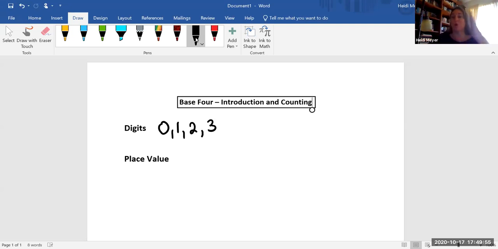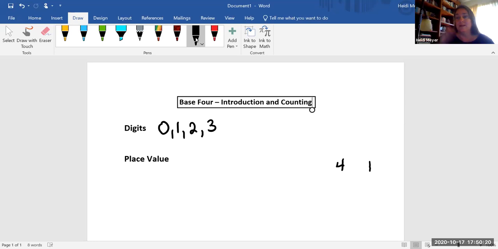Once we hit our base, that means we're going to be moving over. We're going to be carrying over. And then we have place values. This is about positional number systems. So they have place values. Your place value always begins with a ones place. The next place over is your base, in this case 4. And then we just multiply by that base as far as we want to go for as many place values as we want.